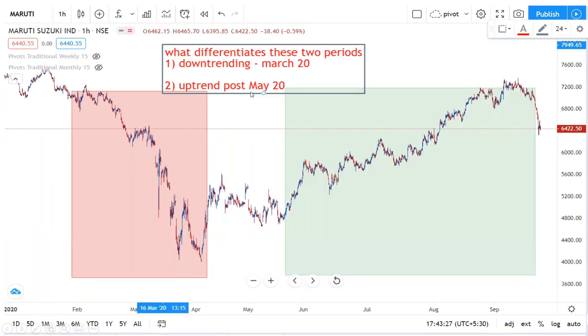Now look at this chart. The zone marked in red is a downfall which started in March, and post that an uptrend started in May. You will spot many patterns over here and then breakouts of those patterns. But what is the significance of this zone, and why is the red zone identified as sell side and the green zone identified as buy side?